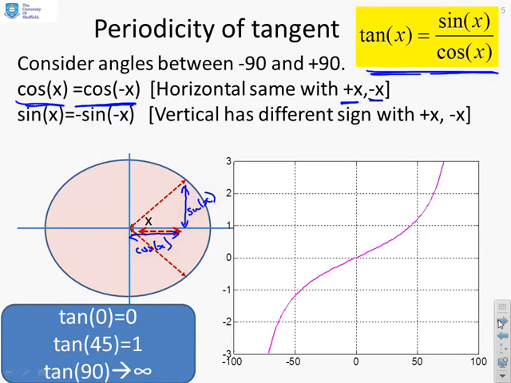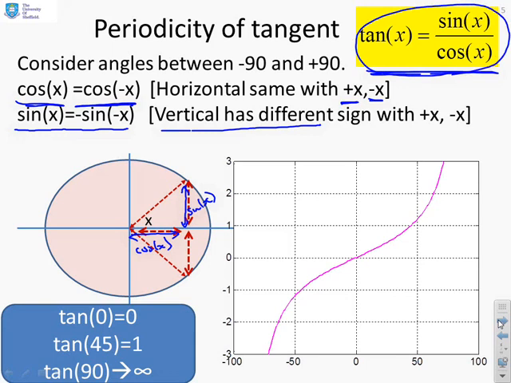What happens about sine x? Well, what we noticed was that sine x equals minus sine of minus x. In other words, the vertical has got a different sign with plus x and minus x. Now that's quite important, because what we're going to do now is put those two numbers into this formula up here in the top right, and what you will notice straight away is clearly tan of x is minus tan of minus x. So if you change the sign of x, you change the sign of the tan.